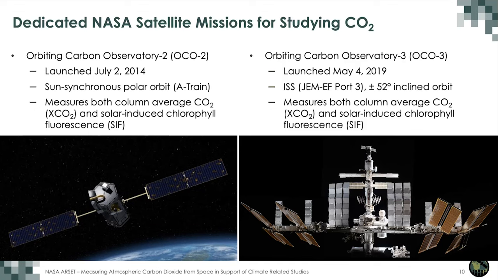And OCO3, the Orbiting Carbon Observatory 3, is a sister mission to OCO2. It was launched in May 2019. It's installed on the International Space Station. And the International Space Station, or ISS, flies in an inclined orbit. And we'll talk a bit more about what that means later. And again, it's measuring column average CO2 and the solar-induced fluorescence.